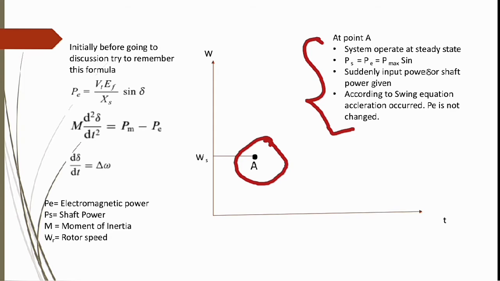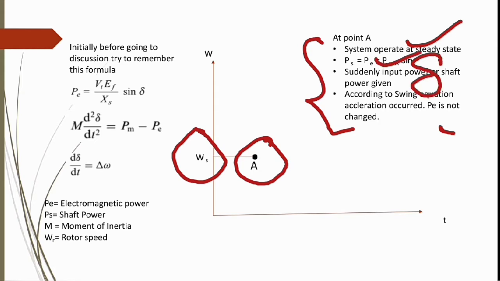So at point A, what happened at point A? At point A, this is the synchronous speed. Before point A, there is an equilibrium position; the rotor was in equilibrium position before point A. The system operated at steady state before point A. Second one is Ps equal to Pe equal to Pmax sin delta.